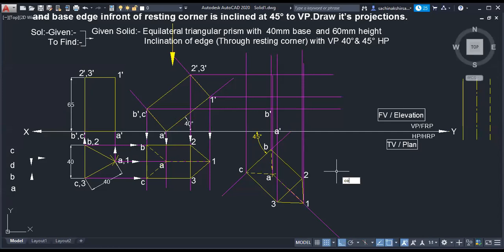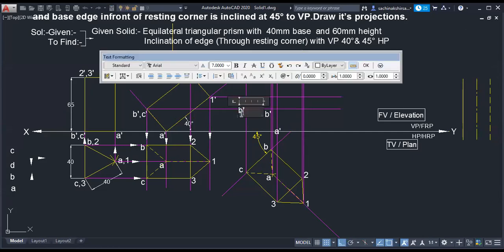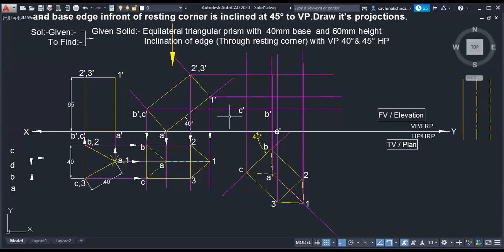Have you located A dash, B dash, C dash? Is your point A dash remaining on XY? It should remain on XY, because that is our condition. This prism is resting on a corner. That's why. So A dash, B dash, C dash. Just locate, don't join. Similarly, 1 dash, 2 dash, 3 dash, we have to locate.